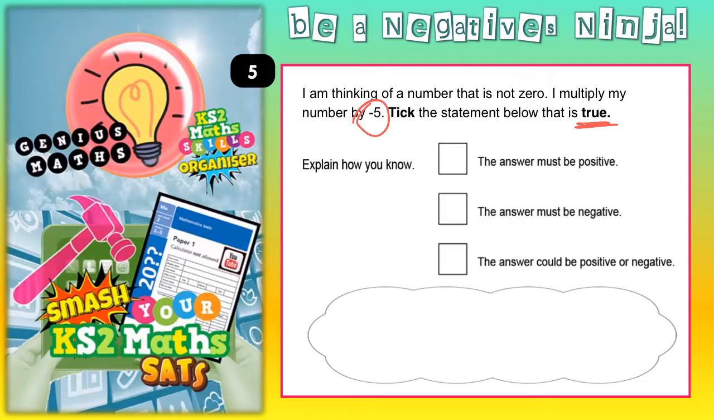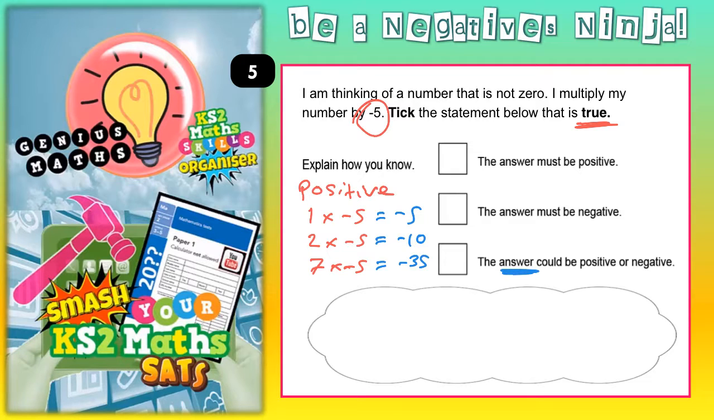Now, before we figure out which statement we need to tick, we could do with multiplying a few numbers by -5. So we'll do a few positive numbers. Let's just choose a few examples. We could have 1 lot of -5, 2 lots of -5, and just a random one, 7 lots of -5. Let's work those out. Well, 1 lot of -5 is -5. 2 lots of -5 is -10. 7 lots of -5 is -35. So we have got answers which are negative. So we do have some negative answers.